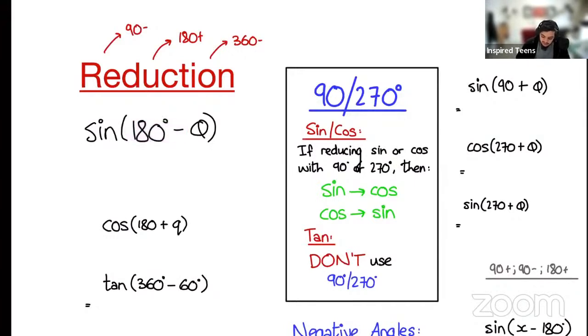So the key thing is to identify the reduction angle itself. The reduction angle itself is 180 minus. Okay, so you'll see it's always attached with the sign. Your actual angle should always be positive. Okay, 180 minus. The value of 180 is actually positive. It's not negative 180 minus. It's positive 180 minus.